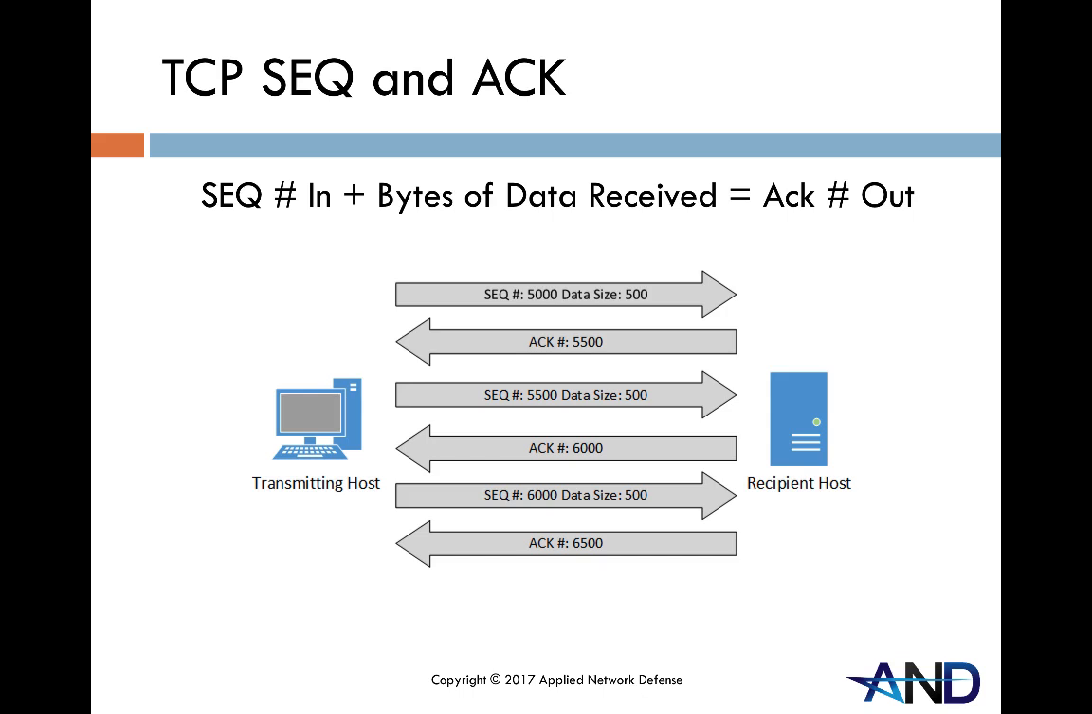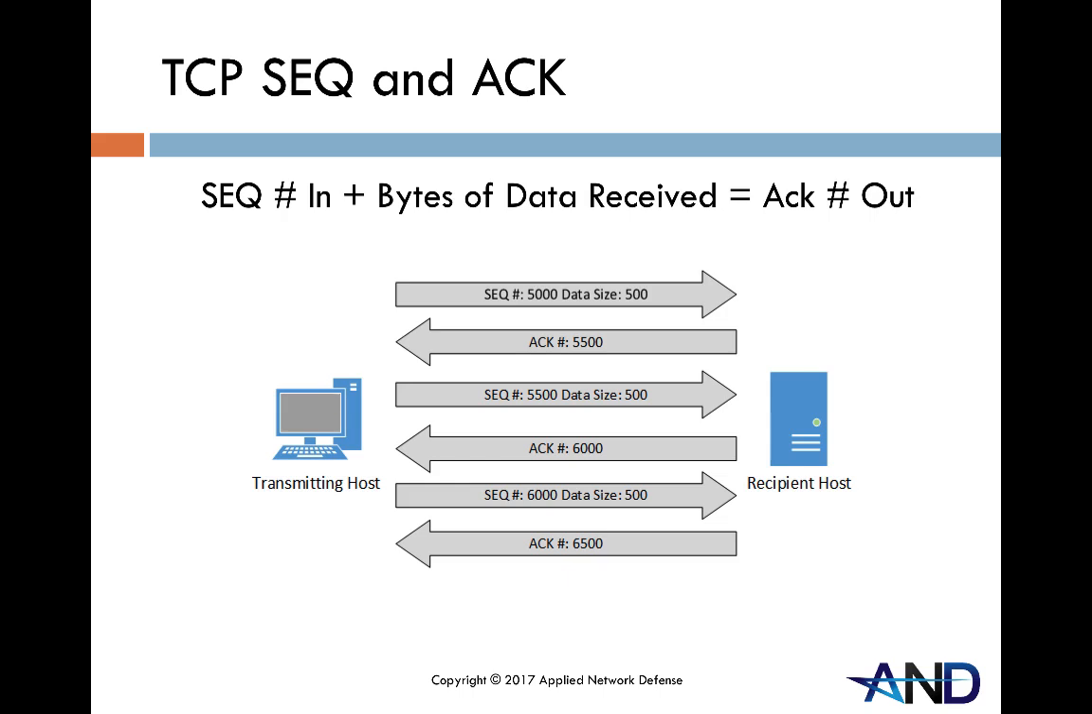So it will send a TCP control packet back to the transmitting host to acknowledge that it received that data, and that acknowledgement number will be 5,500. That's that 5,000 plus 500. The transmitting host sends its second packet, which has a sequence number of 5,500. So it's the next sequence number. So it's the same equation, right? In this case, it's 5,000 plus 500. That's 5,500, and that's the next sequence number of the next packet in line.